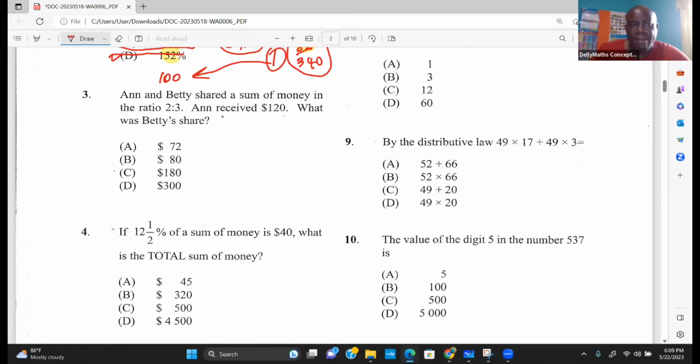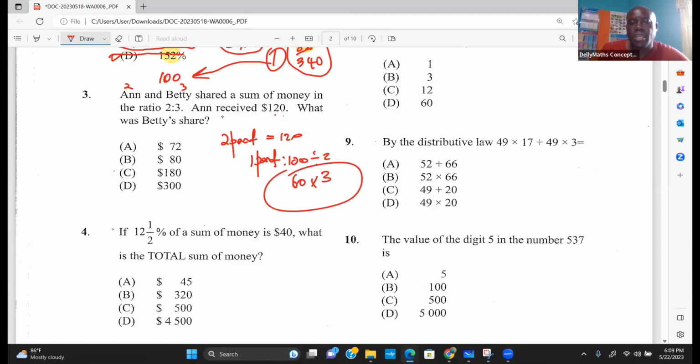So basically, the money is shared between Anne and Betty, and Anne received that amount. You could see that 2 parts, using the same principles that we learned, is that. It depends on how you want to go. You could go faster, it's fine. So 60 is 1 part, and if you multiply this by 3, you get 180, which is the next one. Very simple. Try not to make errors as you go through.